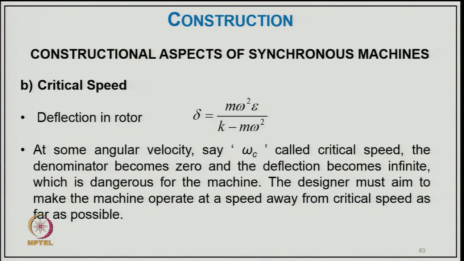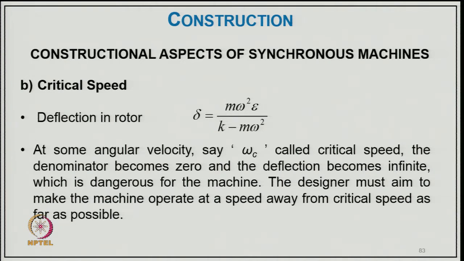This is the maximum possible peripheral speed, and the corresponding centrifugal force is the maximum which a rotating mass can withstand. Now, the critical speed: the deflection in the rotor is δ = mω²η / (k − mω²). At some angular velocity ωc, called the critical speed, the denominator becomes 0 and hence the deflection becomes infinite, which is dangerous for the machine. So, the designer must aim to make the machine operate at a speed as far away from the critical speed as possible.